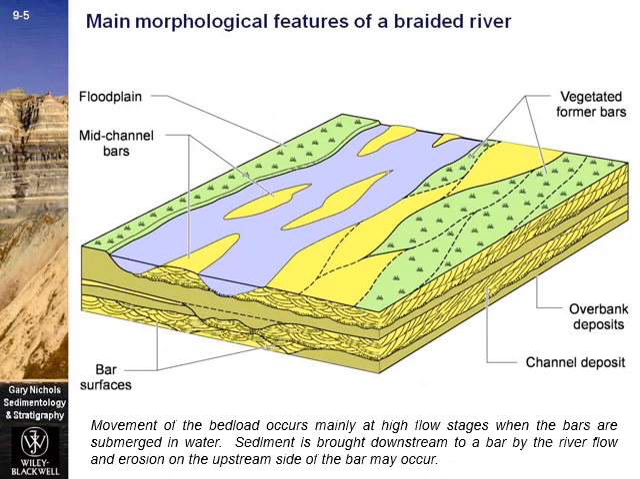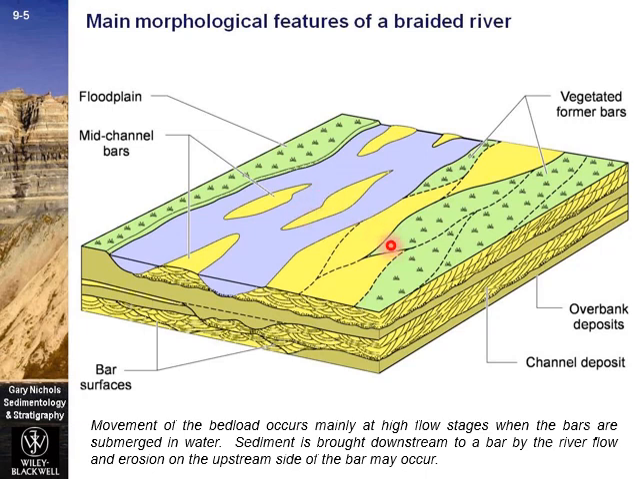Main morphological features of a braided channel. These include the channel, mid-channel bars, sometimes they are vegetated, floodplain, deposits or channel bars, and overbank deposits forming floodplains.